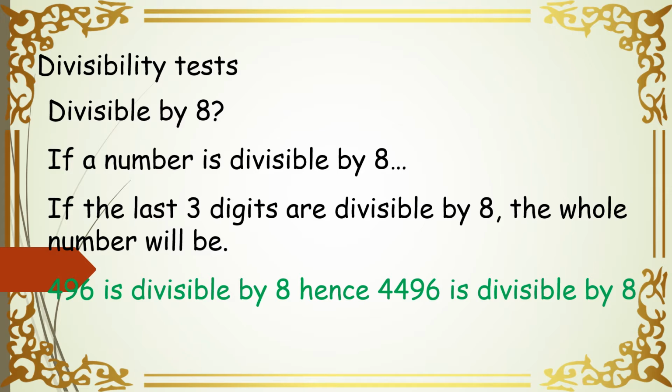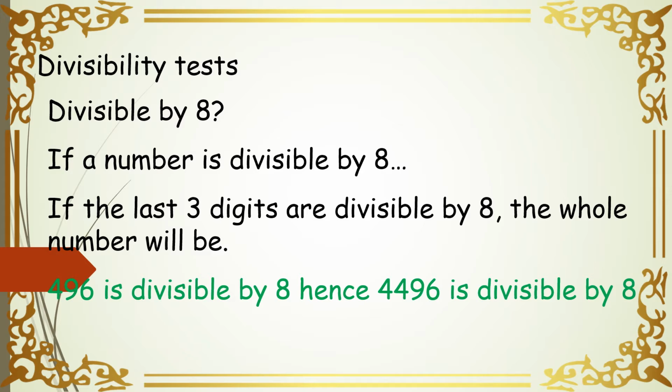Okay, for example here, 496 is divisible by 8. Hence, 4496 is divisible by 8. Okay, if I have this number 4496, you have to just see the last 3 digits.